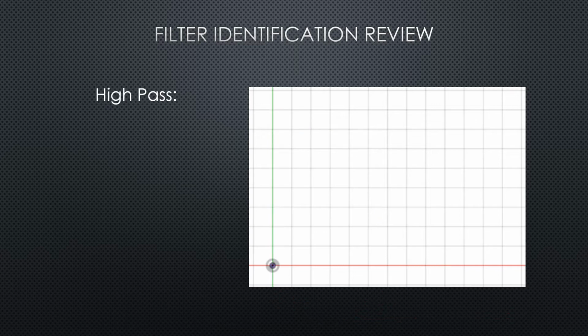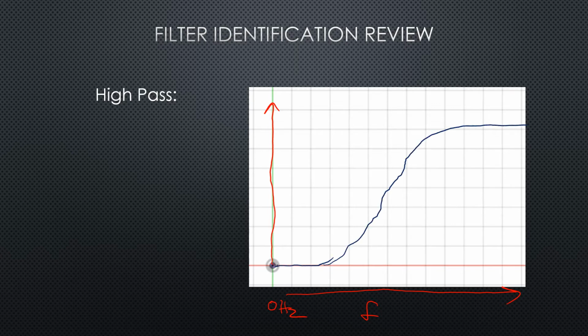Okay, so now we're going to look at a high pass. Same thing, we've got 0 hertz right here. This is F, and we know that frequency is increasing as it goes left to right. The y-axis is your gain or your amplitude. On a high pass, our low frequencies are going to be attenuated, and our high frequencies are going to make it to the output.